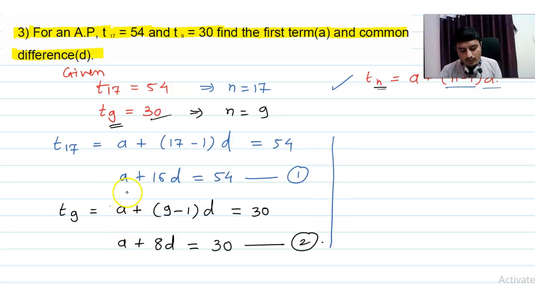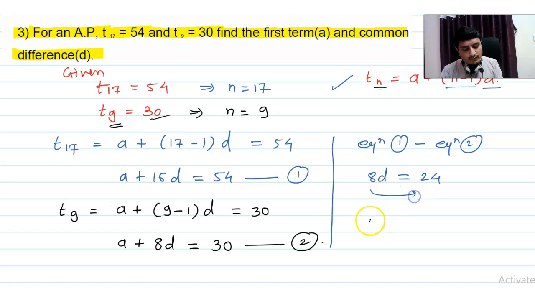Here the coefficient of variable a from both equations is the same and has the same sign, that is plus and plus. So that means we have to subtract equation 2 from equation 1. That means we are writing equation 1 minus equation 2. So now a minus a becomes 0, or gets cancelled. 16d minus 8d, we are getting 8d, that is equal to 54 minus 30, we are getting 24.